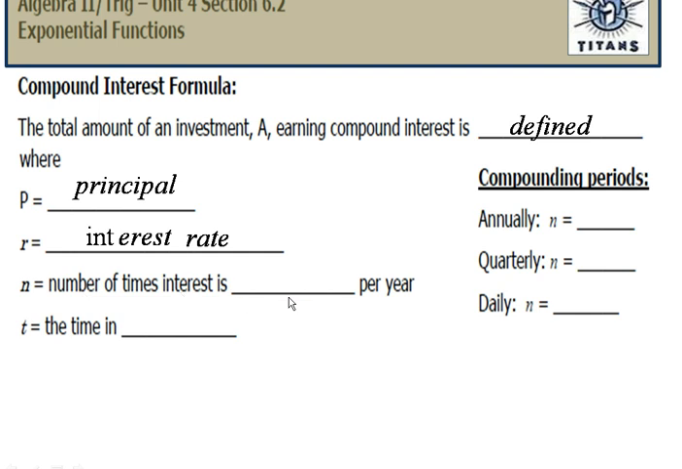N is the number of times the interest is compounded per year. That could happen once a year, 4 times a year, 12 times a year, every day. And the time T is always in years. Annually, N is 1, because annually is once a year. Quarterly would be 4. Daily would be 365. And semi-annually, which is a weird one but comes up every once in a while, N would be equal to 2. This is something you should add in your guided notes if you're using that guide.